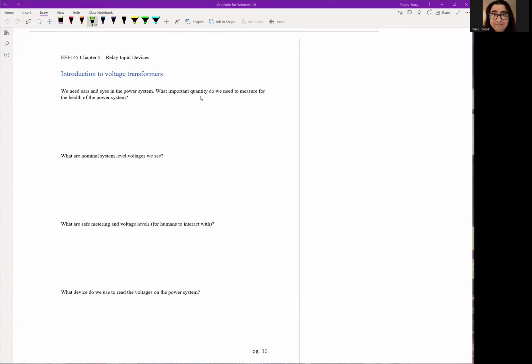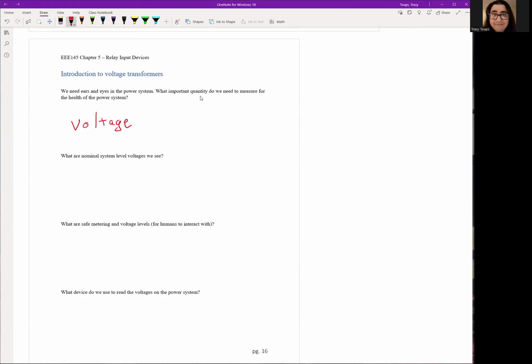First question that's always asked is, we need ears and eyes in the power systems. So what important quantities do we need to measure for the health of the power systems? One easy way to tell if your system is healthy, look at your voltage levels. If your voltage levels are nominal or very close to the expected number, you're fine. If your voltage is too high, you have some issue with generation. If your voltage is too low, most likely you have a fault in the system or you're overloading your system too much. So voltage is an easy way to tell if your system is healthy.